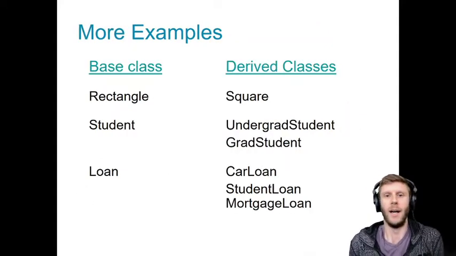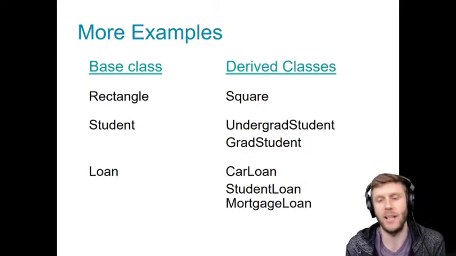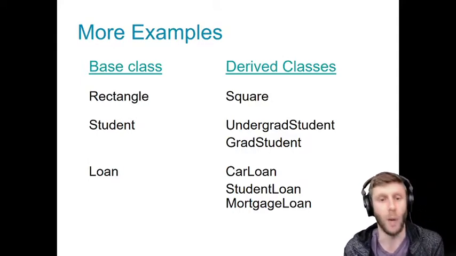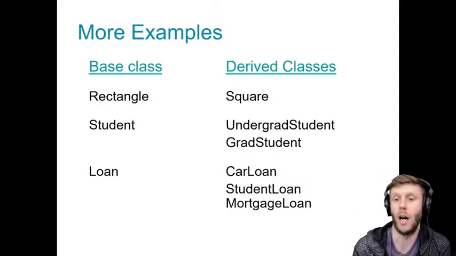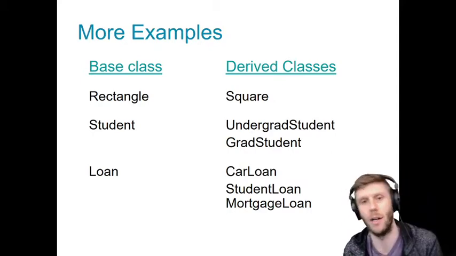So, if I have something like a base class rectangle, my derived class could be a square. A student, well, I can have an undergrad student or maybe a graduate student. A loan, well, a car loan, student loan, mortgages. You know, there are other examples.